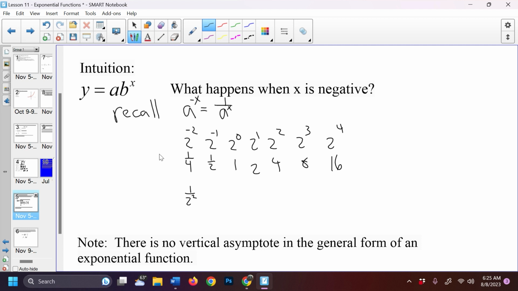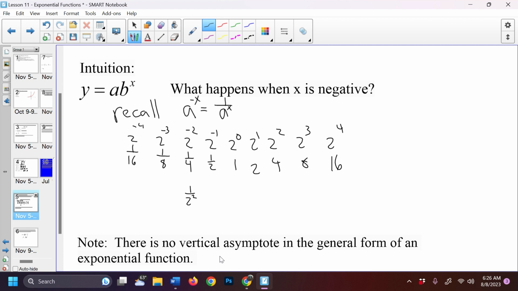But what happens to these values as I go further to the left? Well, this will be 1 over 8. This will be 1 over 16. But you'll notice the pattern is always going to have the 1 in the top, but the number in the bottom keeps getting bigger. For a fraction to be 0, I have to have 0 in the numerator. But if I use this rule, I will never get 0 in the numerator. I'll just keep getting smaller and smaller fractions that tend to go to 0. That's why I get this horizontal asymptote.